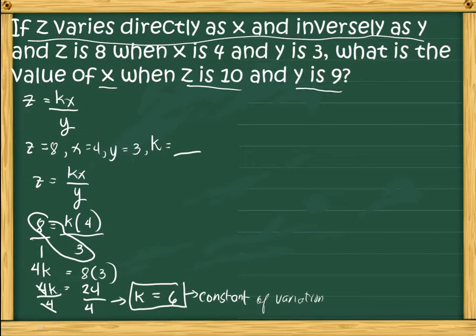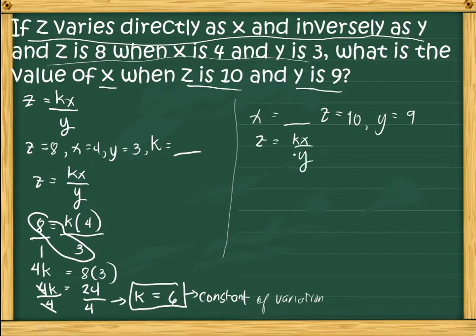Now we're done using the first statement and the second statement. We can now find the value of x when z is equal to 10 and y is equal to 9. So we're going to use the same equation. Z is equal to kx all over y. Next step is to substitute the value of z. So z is 10 is equal to k is 6. Do we have the value of x? So retain as x all over the value of y, which is 9.